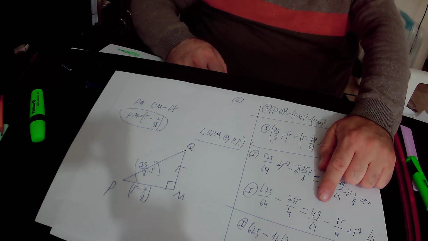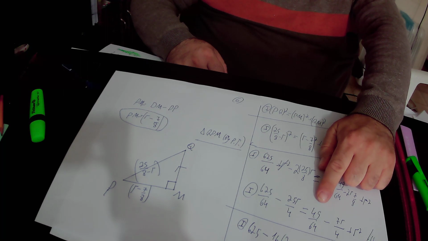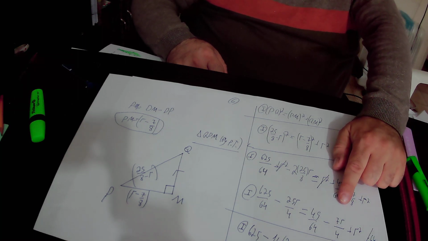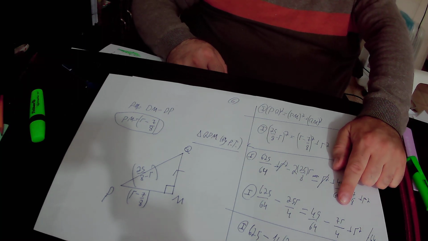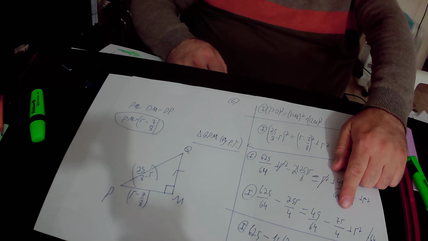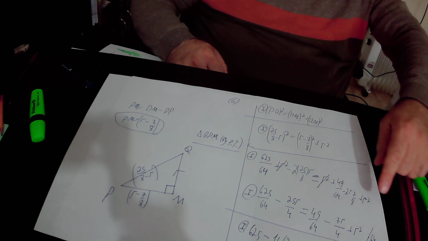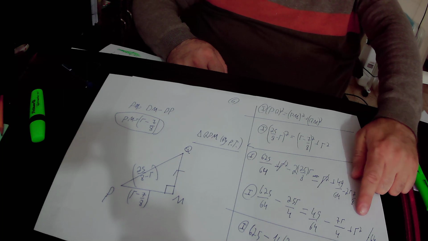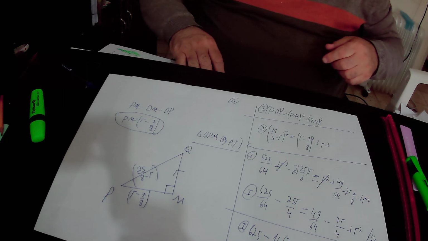64 over 64 is 1, so what is left from this expression is only 49. And we have here minus 64 over 4, which is minus 16. So this expression in total equals minus 16 times 7r. 64 times r squared equals 64r squared. Okay.